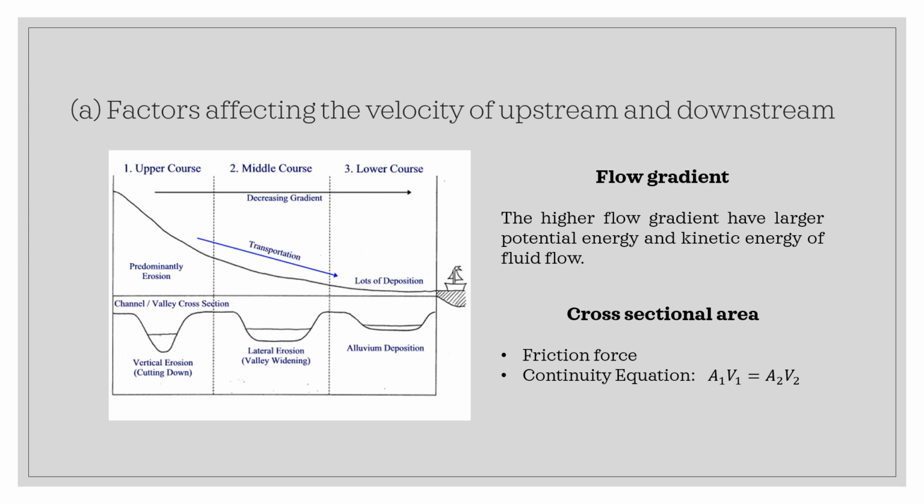And finally, the size of the flow channel area can also be explained based on the continuity equation, that is, considering the upstream flow rate is equal to the downstream flow rate, which is A1 V1 equals A2 V2. And since the upstream area is smaller than the downstream, therefore the upstream velocity is greater than the downstream.